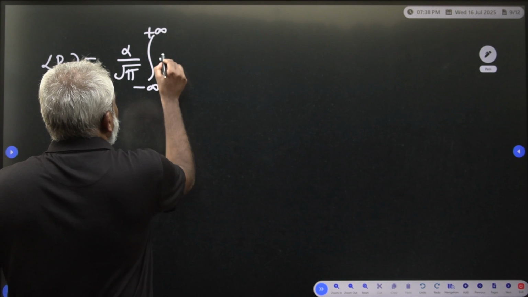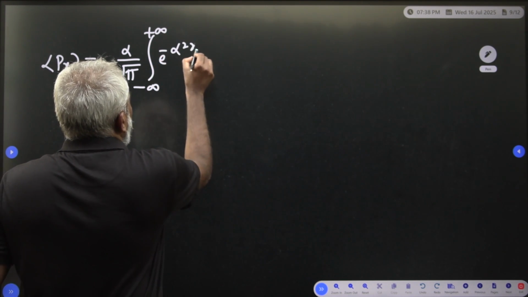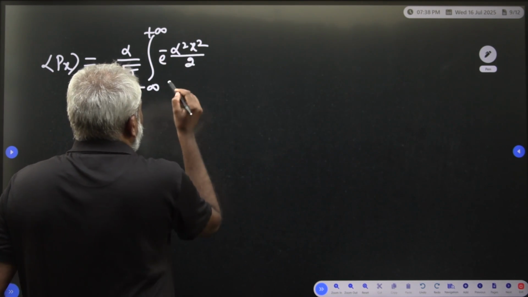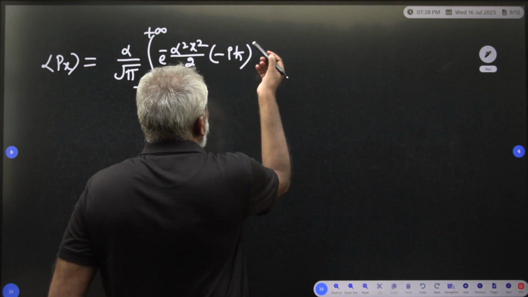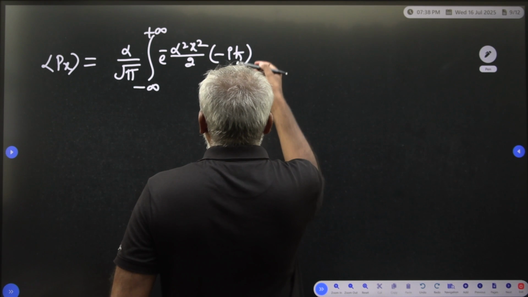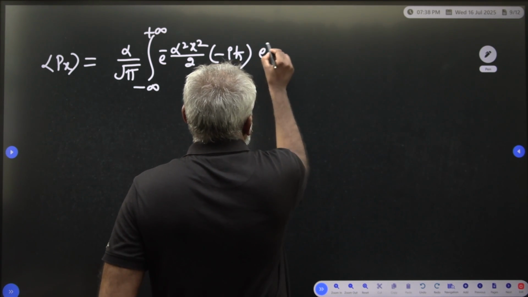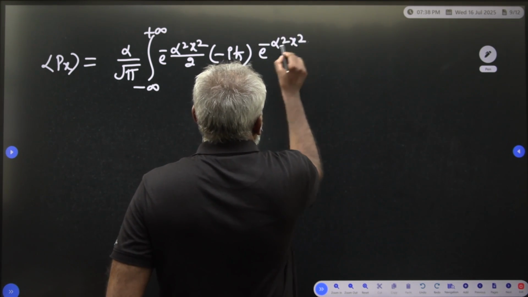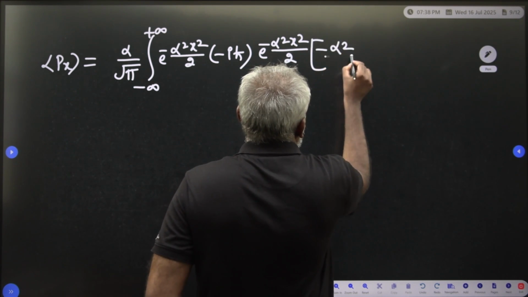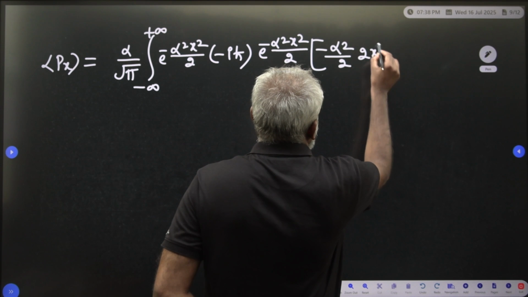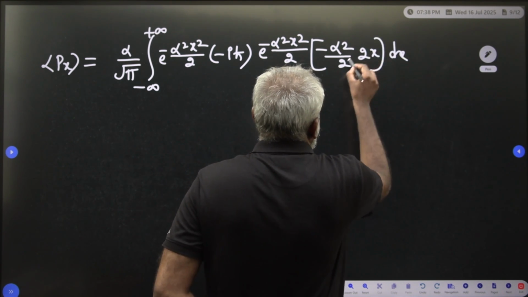So, we get the expectation value of px is equal to alpha by root pi into the integral from minus infinity to plus infinity of e to the power of minus alpha square x square divided by 2 into minus i h cut del by del x of e to the power of minus alpha square x square by 2, into minus alpha square by 2 into 2x, into dx.